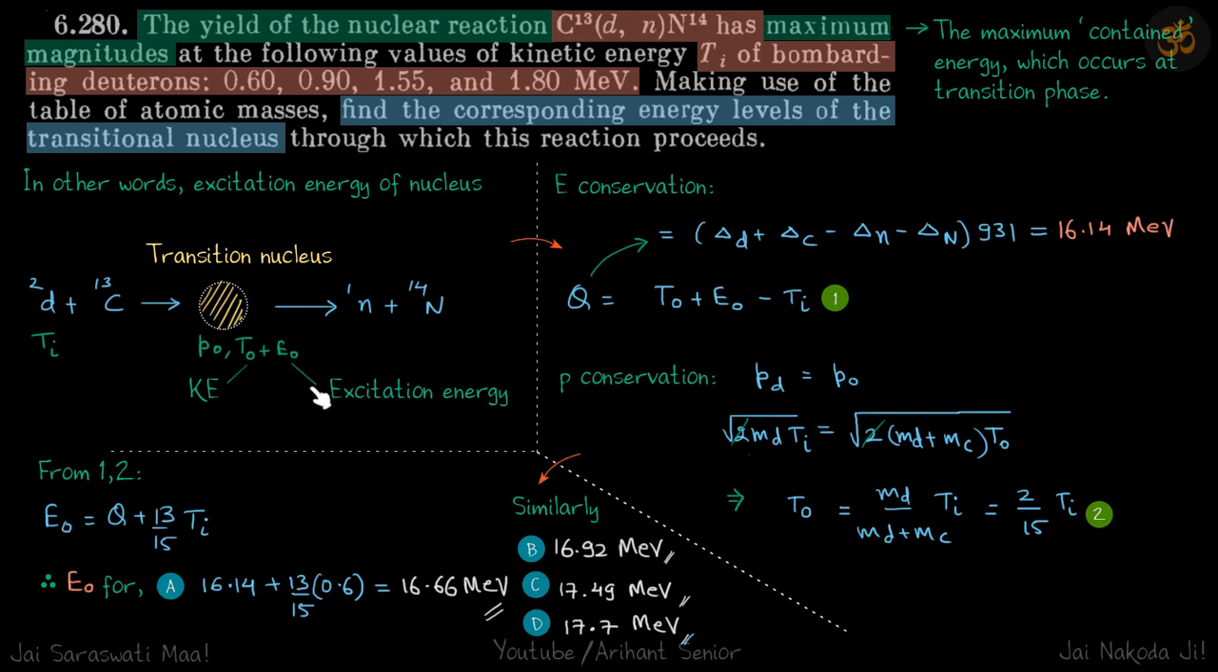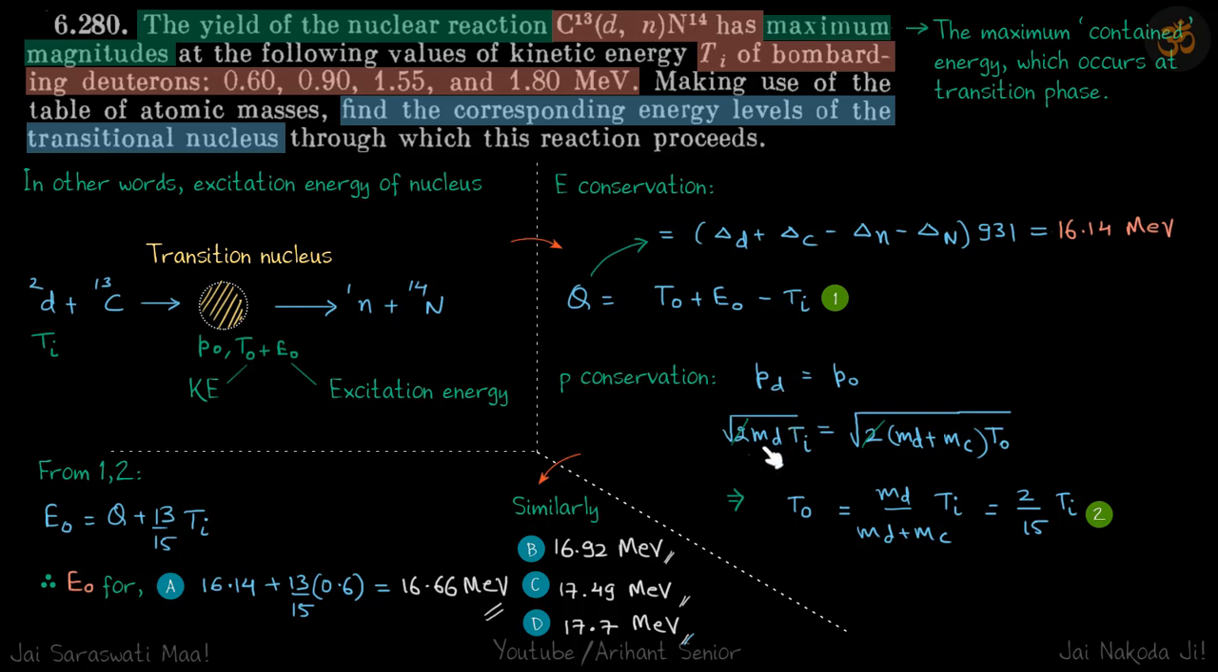Now that we have the reaction, let's write the energy and momentum conservation for this reaction. What do we need to find? We need to find this excitation energy E naught. From energy conservation, Q is final energy minus initial energy: T naught plus E naught minus Ti. And momentum conservation says PD is equal to P naught.